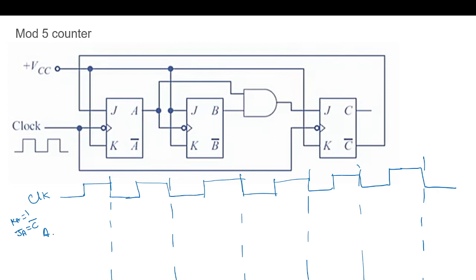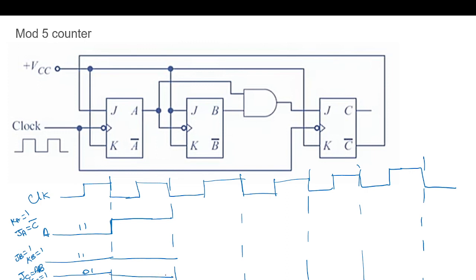So we observe that A will be 0. JB is 1, KB is 1, so 1. So this is also 0 initially. And JC is equal to AC, AB, and KC is 1. So let's start with this state. So 1, 1 is always 1, 1, 0, 1. So the next state will be 1, 0, 0.